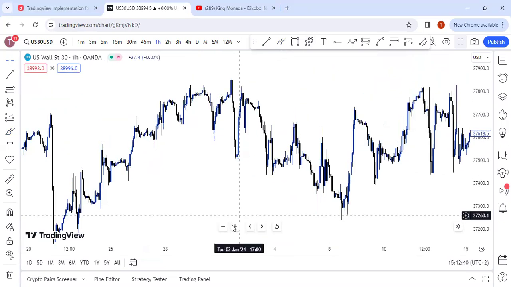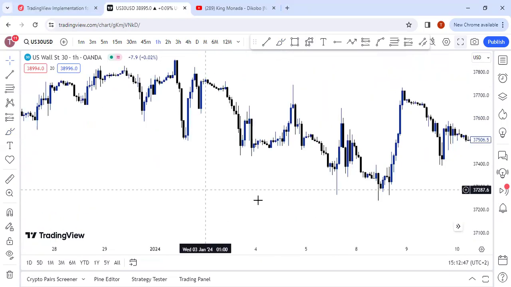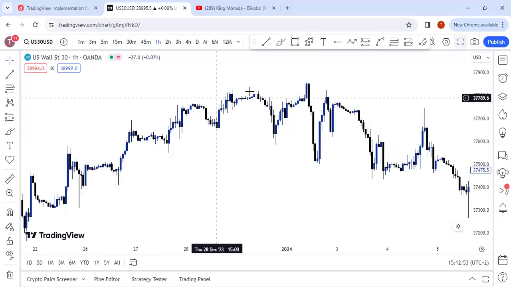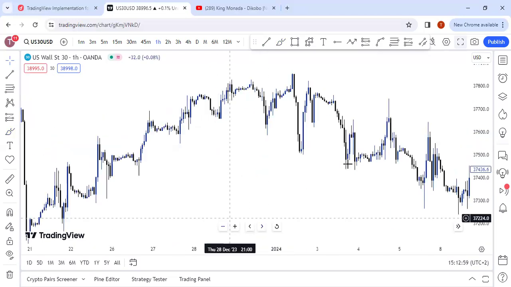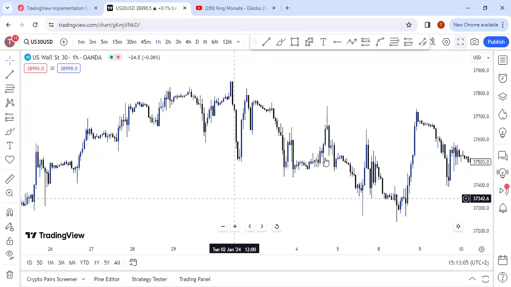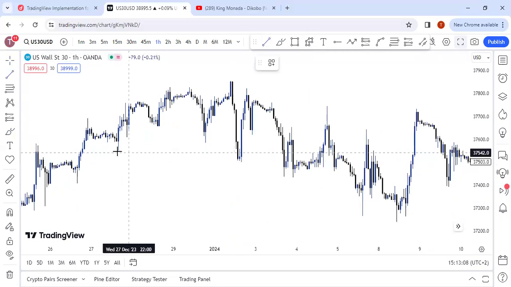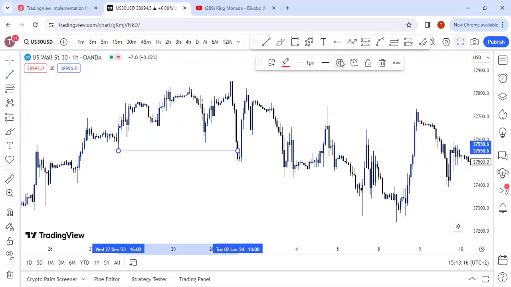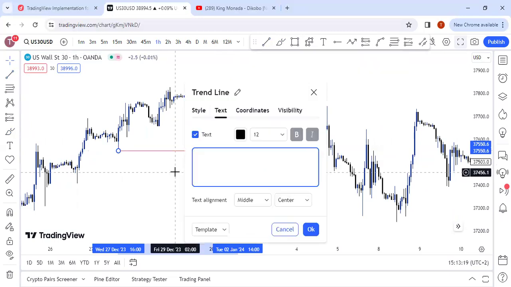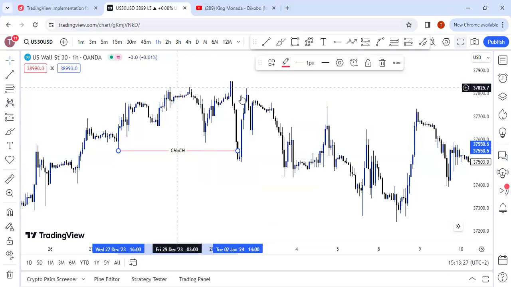So this one, guys, it's very simple. This one is going to be kind of confusing because you can see that from here there are a lot of structure points, a lot of them, guys. So just look at it, don't get confused. In this case, the structure is the one that can guide you to come up with maybe a good setup. So in this case, guys, I'll just mark this as our change of character. This is our change of character, guys.